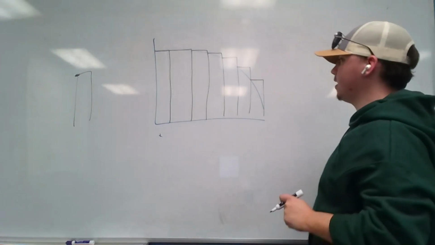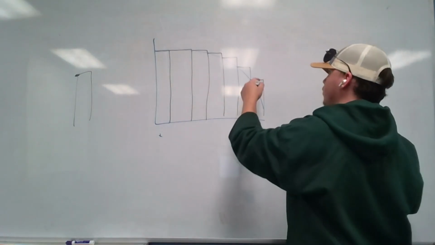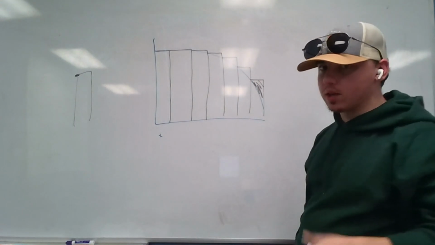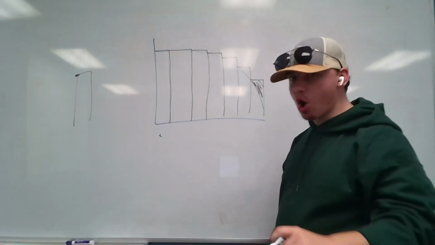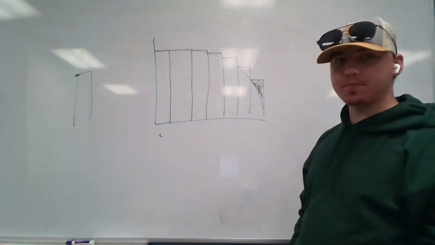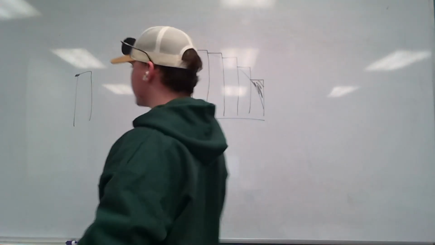As you can see, we have covered the entirety of what is underneath the curve, but we have some space on top on all of these. That means our left-hand estimate is going to be an overestimate. We're going to have more than what is actually in the graph. Now, is the right hand an underestimate or an overestimate?